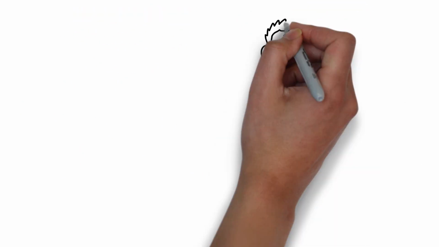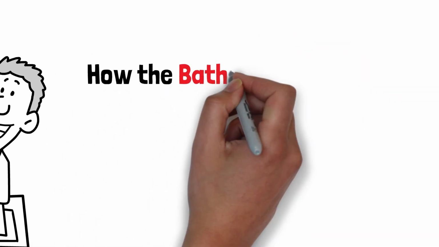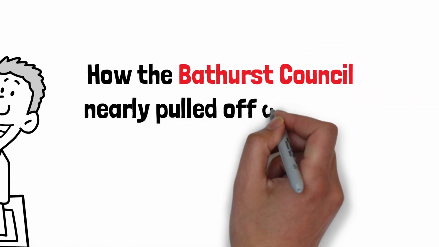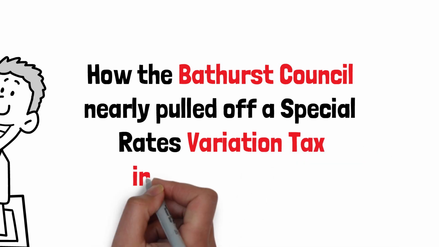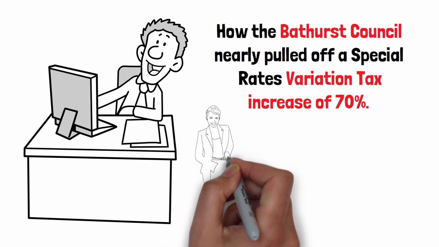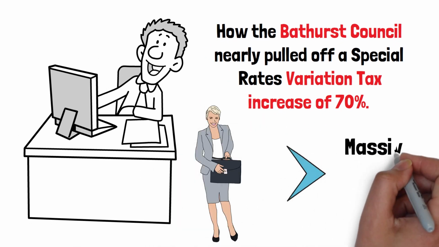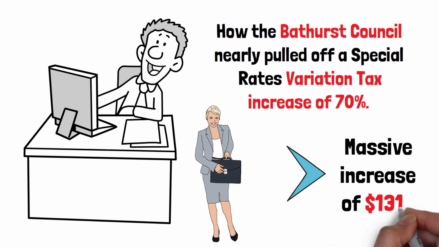In the next video, I'll show you how the Bathurst Council nearly pulled off a special rates variation tax, an increase of 70%. For Mary Jones, that would have been a massive increase of $1,316.